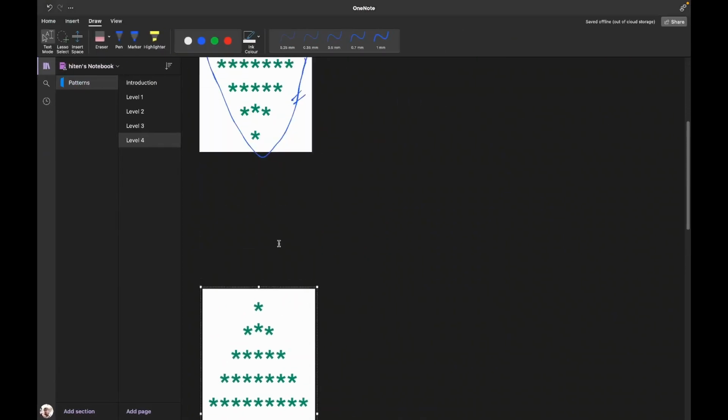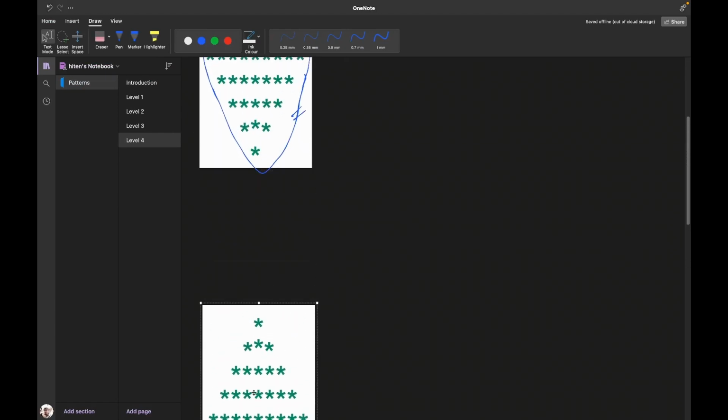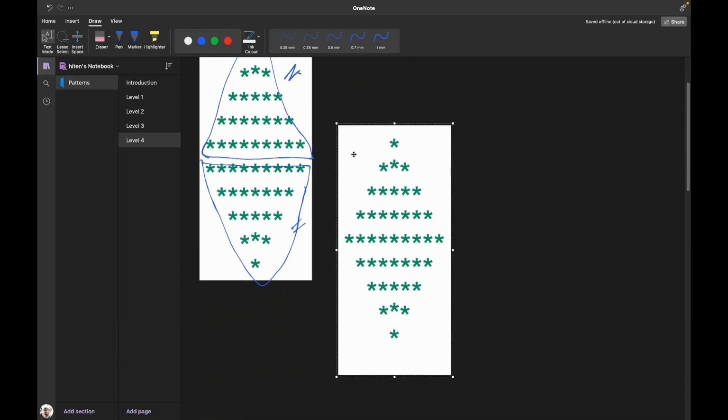Now this pattern and this pattern are 96% same, but the difference is in the middle part. Let me erase the boundaries that I've made. If you focus on this middle part, the first pattern has two rows which are identical to each other, but the second pattern has only one row. So we just need to do some minor change to the code of the pattern 1 level 4. Let me do it.